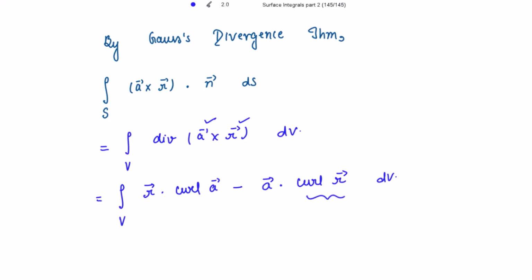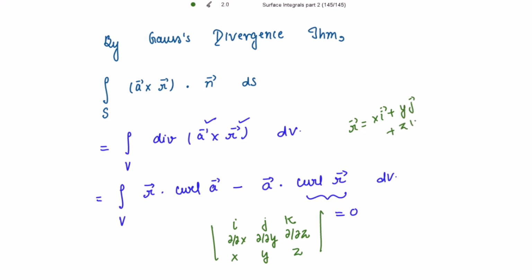Okay. Now curl of r vector is always equal to 0. You can evaluate this by writing partial derivative with respect to x, y, z, then writing the components of r vector as x, y, z. Because r vector is what? It is x i vector plus y j vector plus z k vector, right? So when you solve this, you get i vector into partial derivative of z with respect to y minus partial derivative of y with respect to z, minus then j vector, partial derivative of z with respect to x minus partial derivative of x with respect to z.